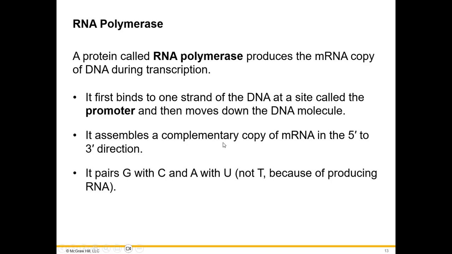RNA polymerase is going to pair guanine with cytosine, as always, but we're going to have a change because adenine, instead of being paired with thymine, is going to have to be paired with uracil. That's just a thing about RNA. RNA has a slight change to one of the nucleotides, which means that adenine is going to now bind with uracil instead of thymine.